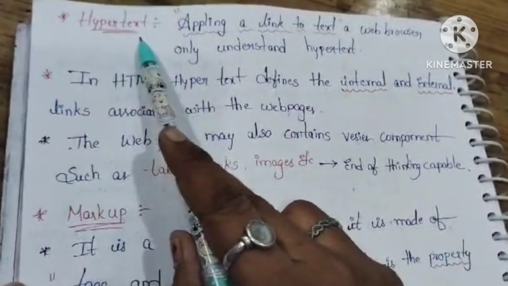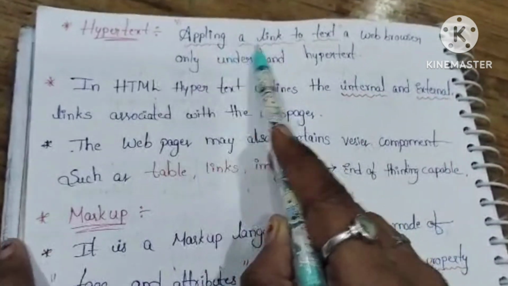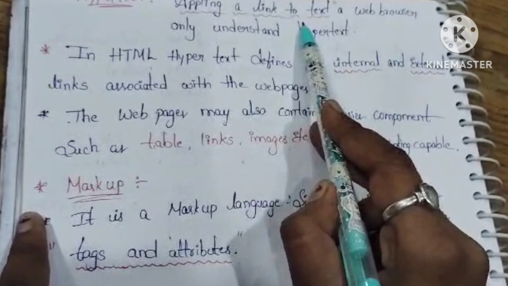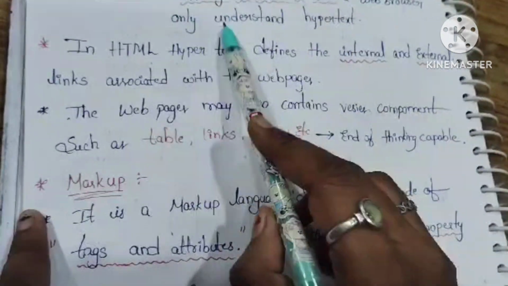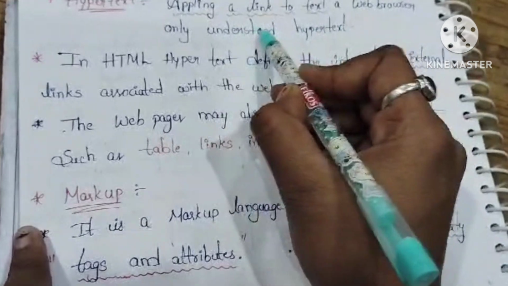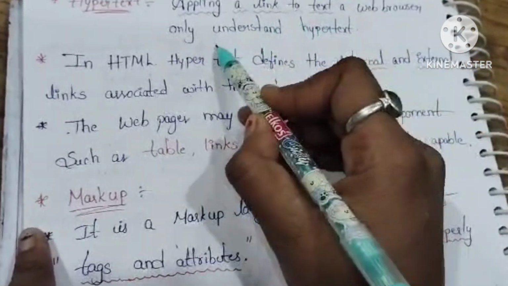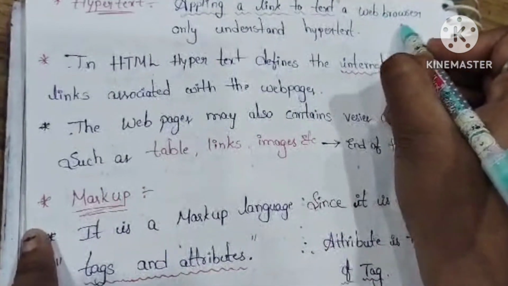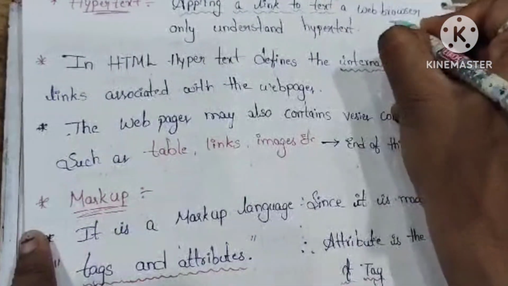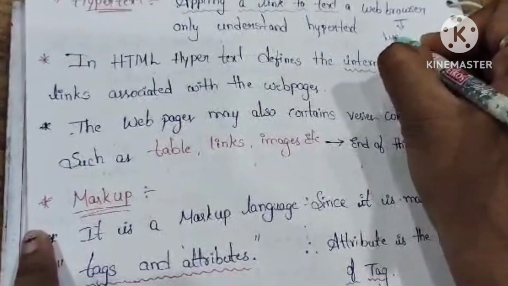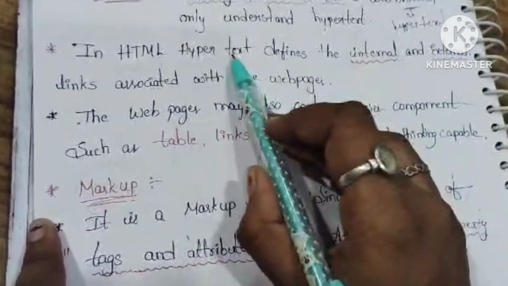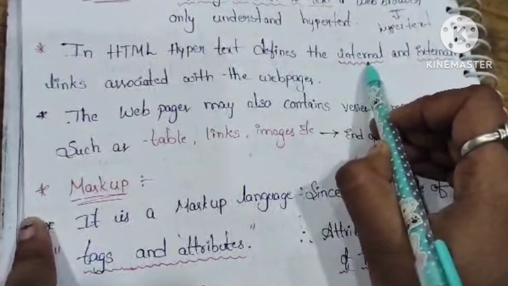Next is hypertext. Applying a link to the text, a web browser can understand the hypertext. What is it useful for? To link the text to the web browser. Which one understands it? Only the web browser can understand the hypertext.